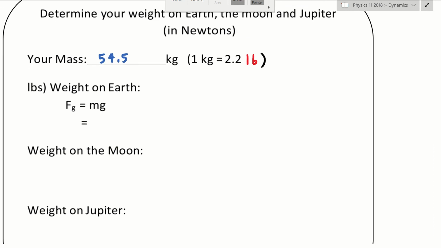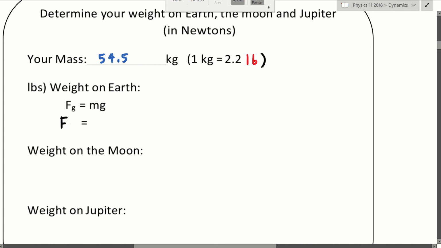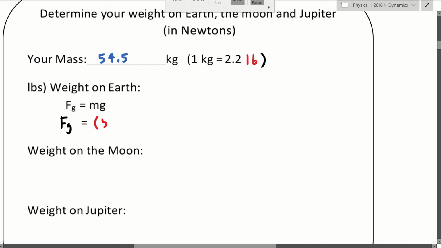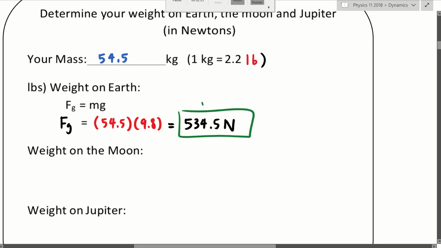So what is your weight on Earth? Now on Earth, we should use mg, with the little g replaced by the Earth gravity number, which is 9.8, right? So we multiply by 9.8, which is approximately 10. That's why we say it's approximately 10. So that gives 534.5 Newtons. That's how much you weigh on Earth near the surface. So this is your weight.